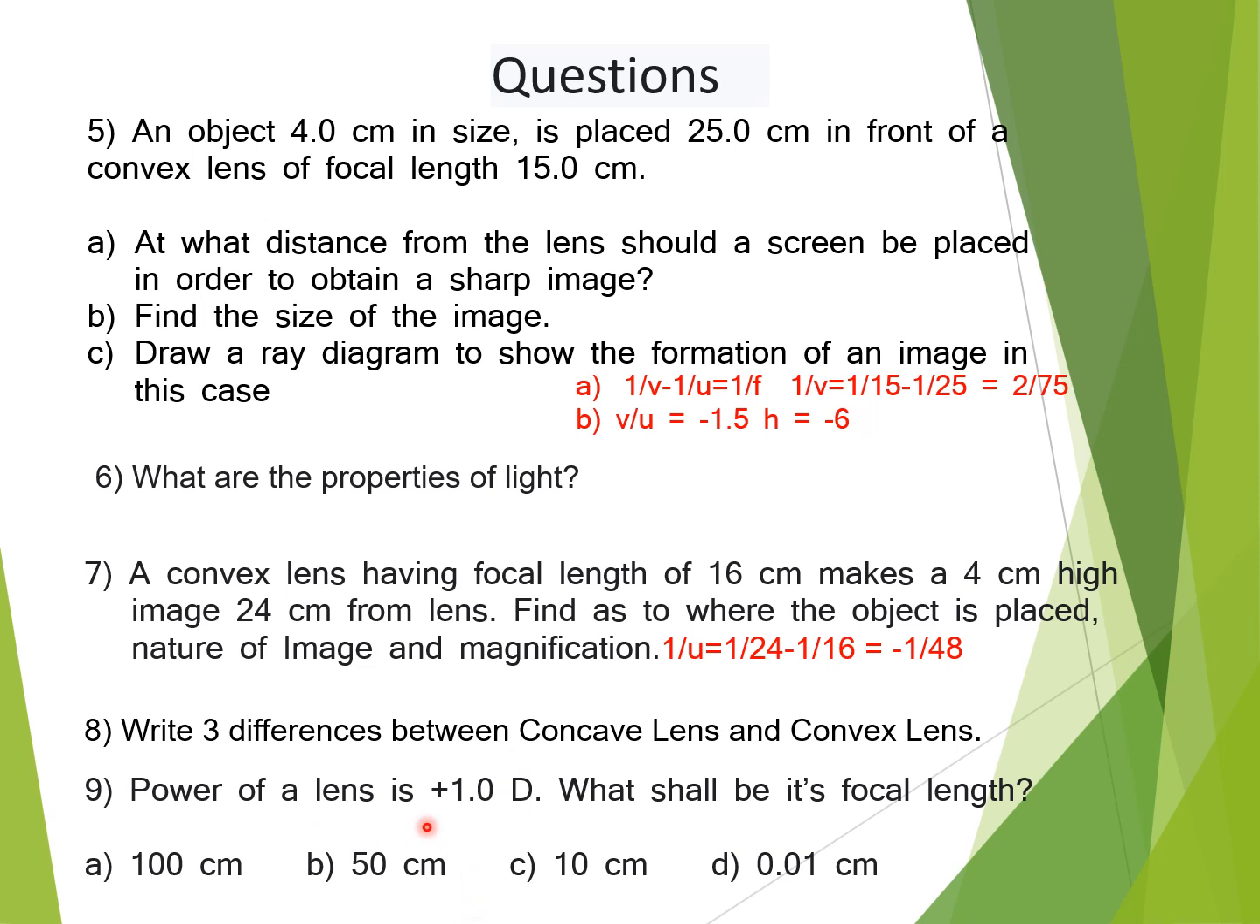Then the power of a lens is 1 diopter. What shall be its focal length? We know the formula, P is equal to 1 upon F, or F is equal to 1 upon P, where F is in meter. So F is equal to 1 upon 1, that is 1 meter. And 1 meter is how much? 100 centimeter. So its focal length is going to be 100 centimeter. So A is the answer.